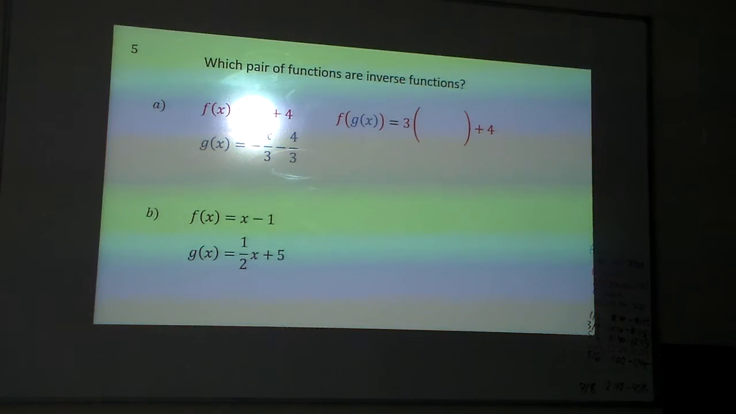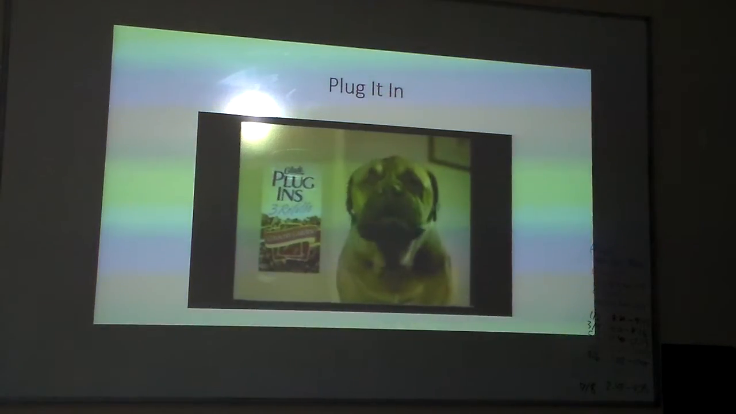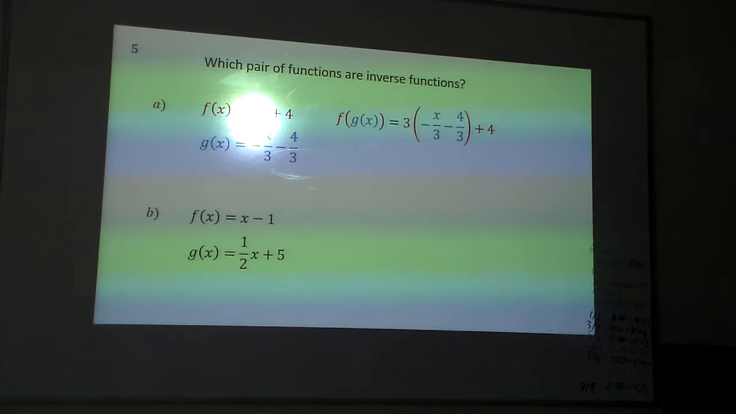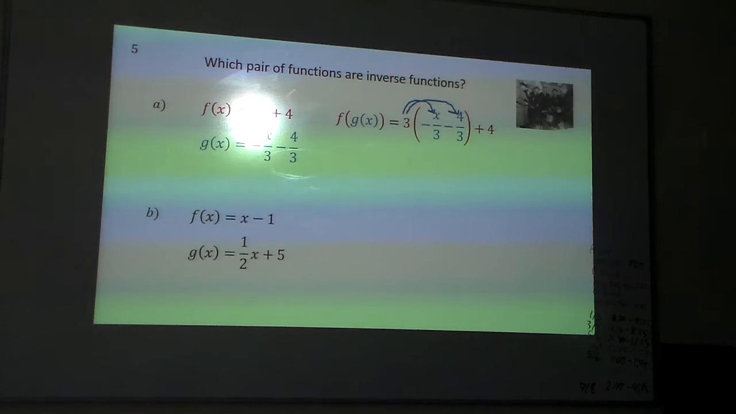Once again, there's a way you can do this by plugging one into the other one. This is what you're supposed to do. I'm going to show it here in a second. Plug it in. I plug the g one into this here. If I take 3 times each of these, the 3's will cancel out. So I have a negative x minus 4 plus 4. The 4's cancel, but it's a negative x. So therefore it is not a function. All right, so that one's not an inverse.